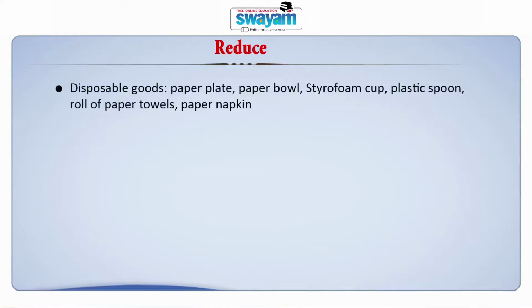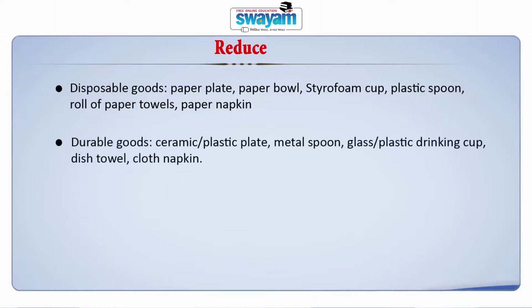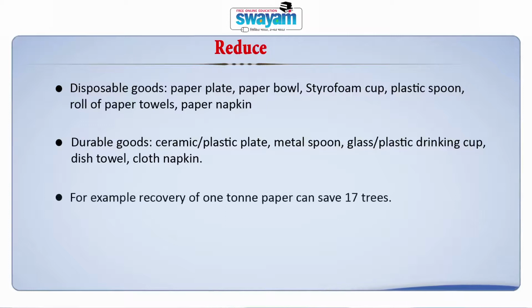For example, disposable goods like paper and plastic cups, styrofoam cups, plastic spoons, tissue papers, napkins and all these materials can be replaced with durable goods like ceramic plates, metal spoons, glass cups instead of the paper cups. You can use cloth towels for cleaning and you can wash them so that they can be reused. So, this also acts as one way of reducing the amount of waste. They say if you recover 1 ton of paper, you can save almost 17 trees.